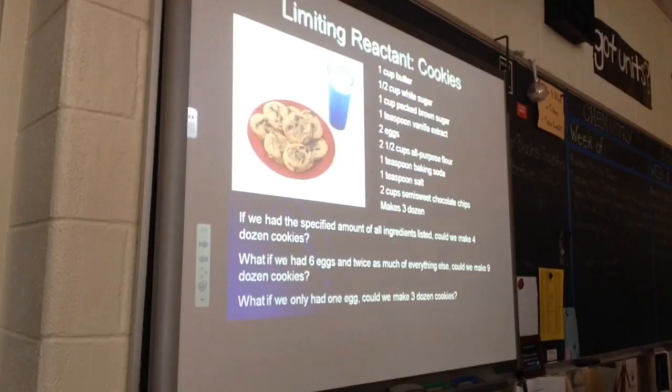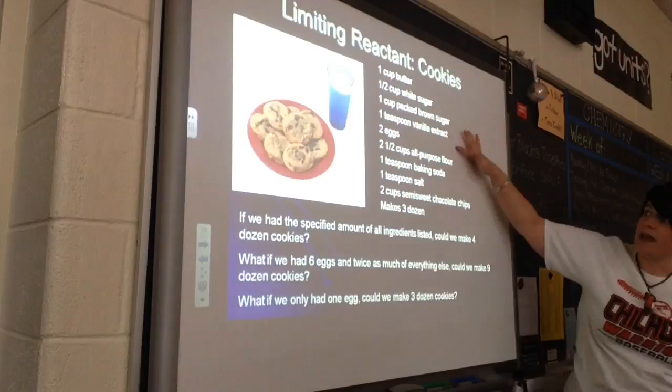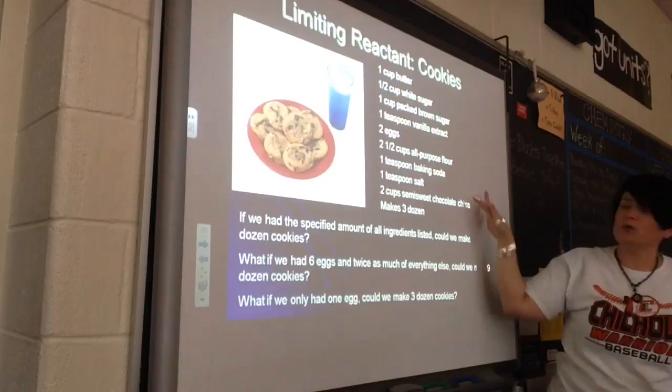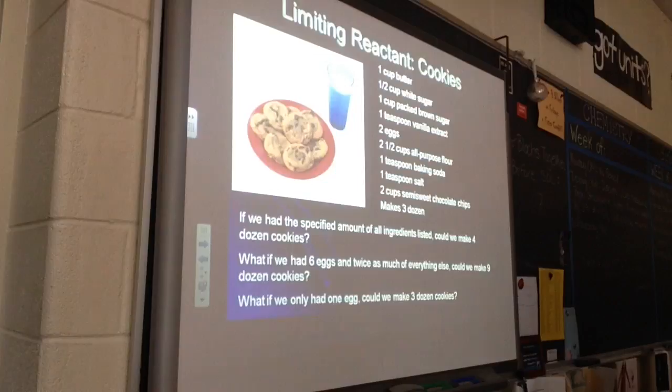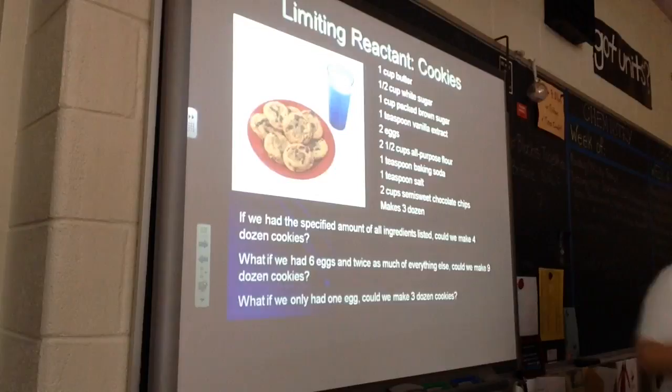In that scenario, the everything else, the butter, the sugar, the extract, flour, soda, salt, and chocolate chips, those ingredients become limiting. Our relatively small amount of those limits how much we can get at the end. We can have 9 dozen eggs, but if we only have twice as much of everything else, that limits how much product I can get. Do you understand?